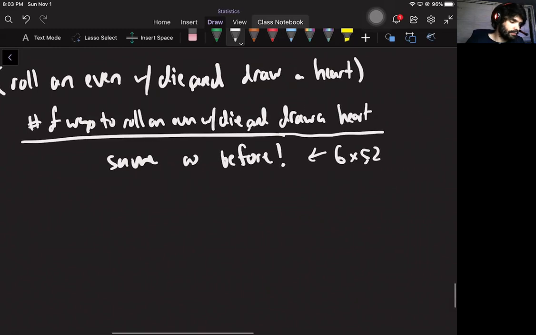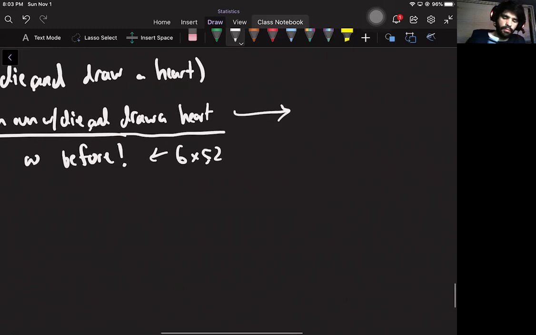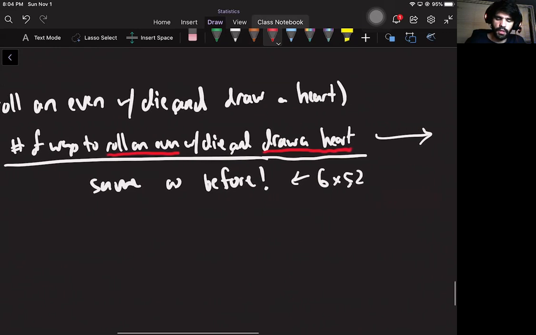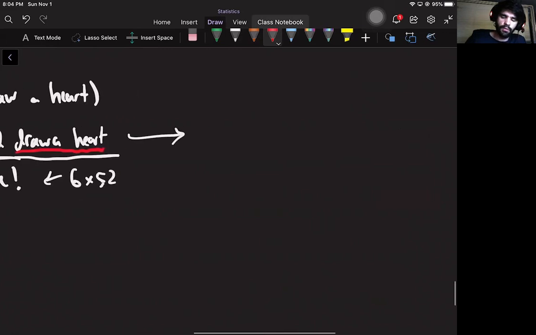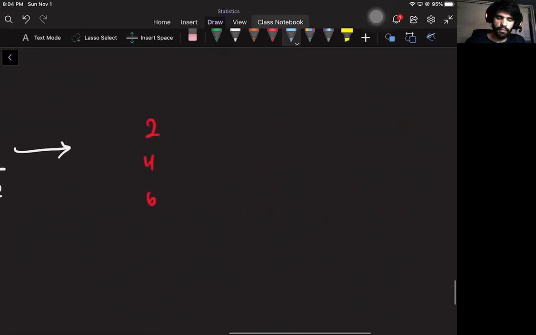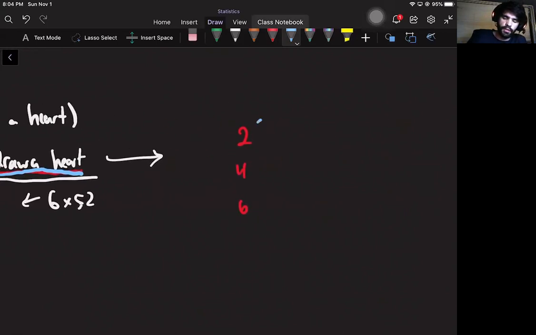But now on the top, we can draw a new tree picture. So I have to draw one branch for each thing that could happen first. I have to roll an even number first, and then I have to draw a heart. So first I'm going to draw a branch for each way to roll an even. Well, I can roll a 2, a 4, or a 6. And then how many ways are there to draw a heart each time for each one of those possibilities? Well, there's 13 of each suit, so there's 13 branches coming out of each of these possibilities.